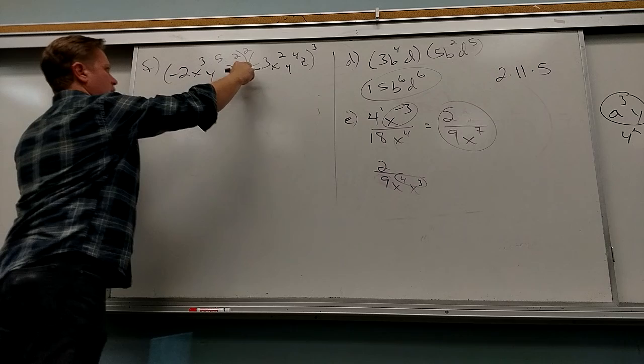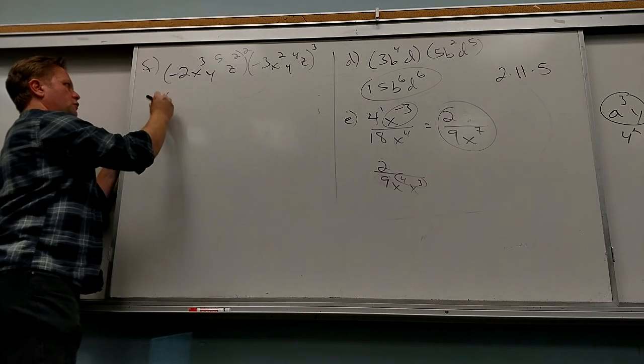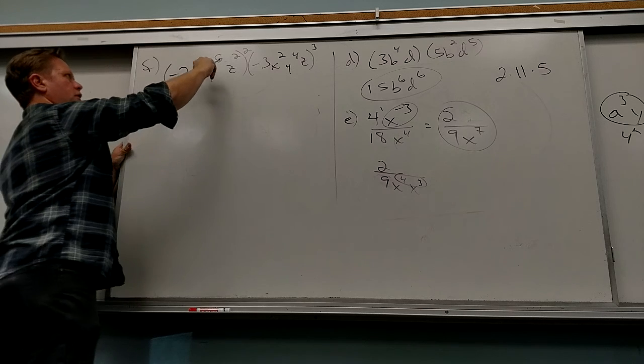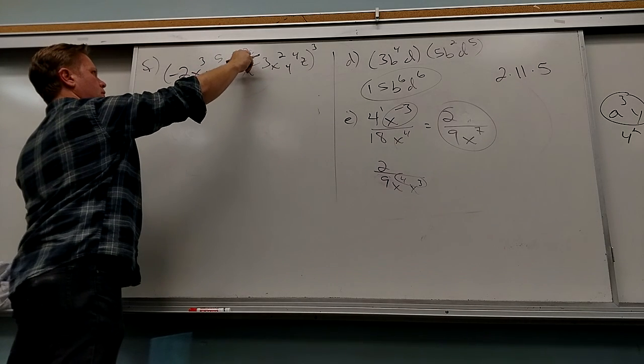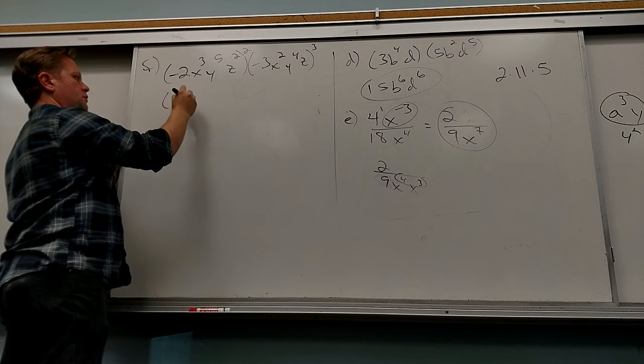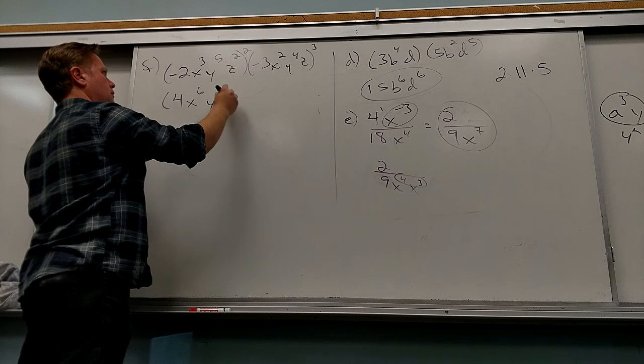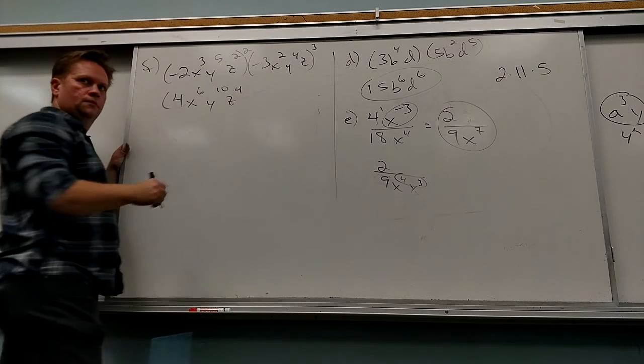So you've got some of this times something cubed. You've got to do the exponents first. -2 squared, of course, is positive 4. And then what do I do with all the powers? Multiply. So x to the 6th, y to the 10th, z to the 4.